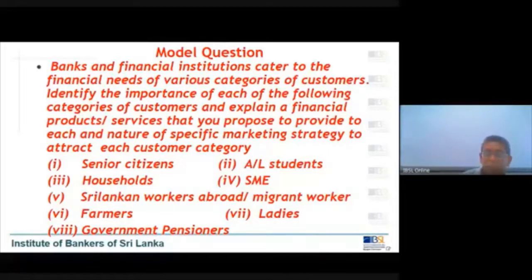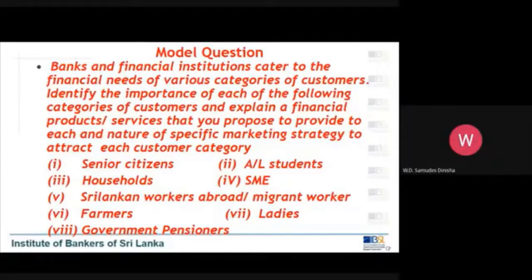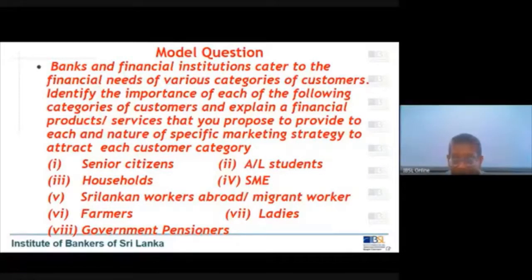The first one, I requested that you all see whether you can answer this question. What this question is asking is, you are given a different set of customer group segments, and you have to come up with why this particular customer segment is important to you. Second, what financial products and services you are offering to this type of segment. And third, what marketing strategy you are going to propose to the bank if you want to promote this product to this segment.